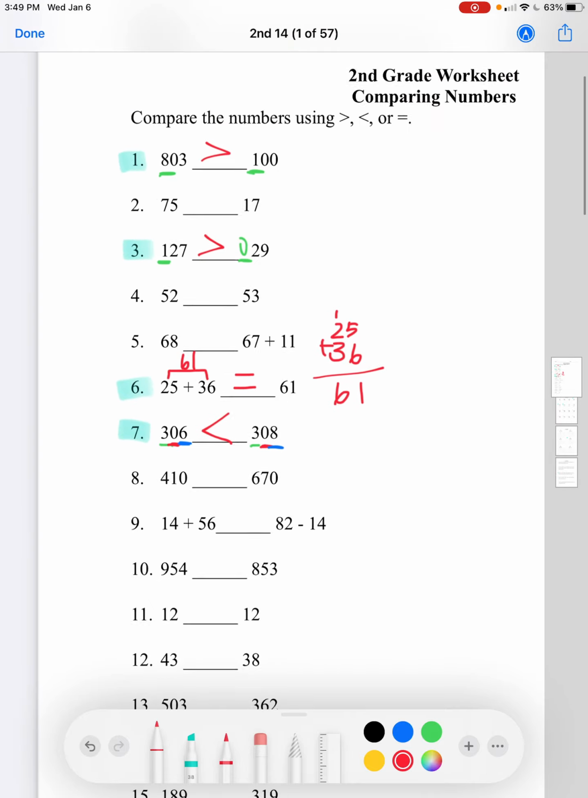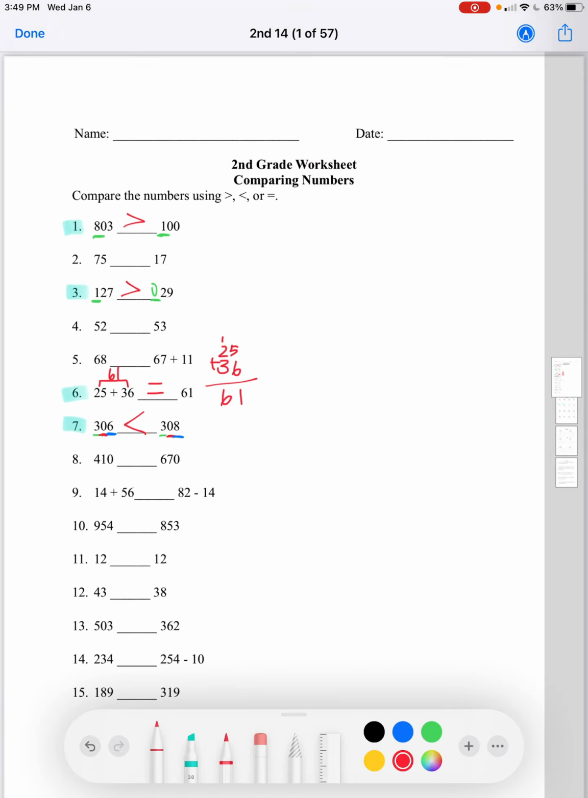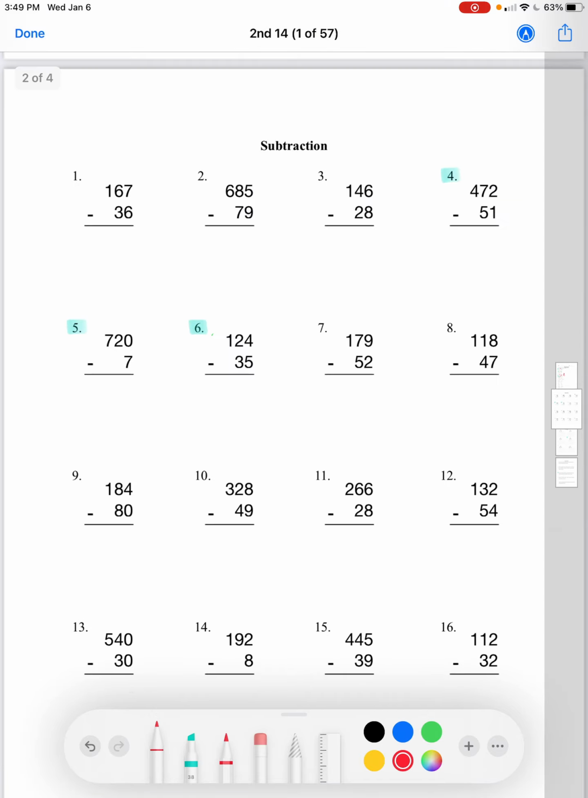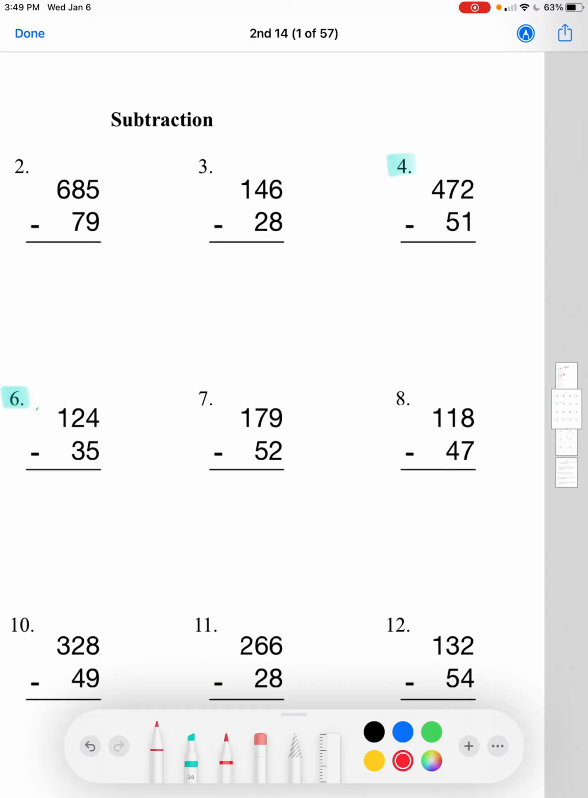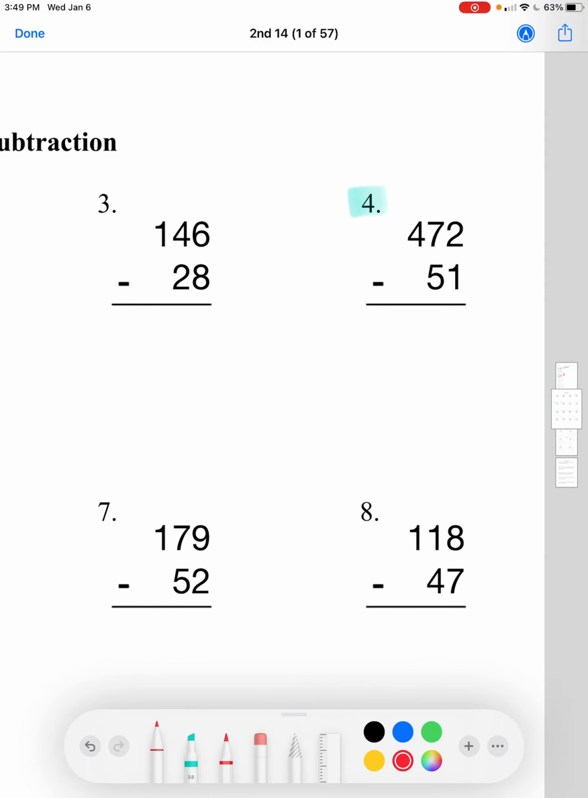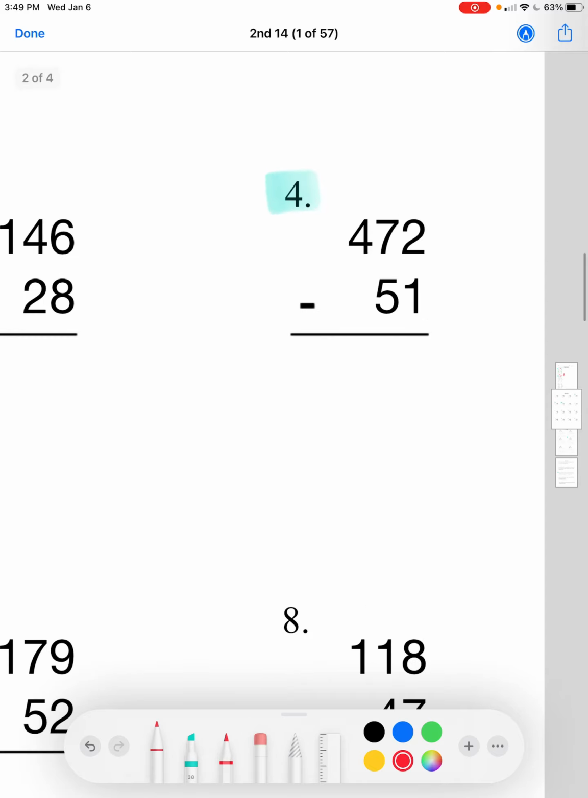So that's all we have for our comparing numbers worksheet. Move on to our second page. We have subtraction, but now we're doing it with 3-digit numbers. So let's try our first example. We have number 4, 472 minus 51. So we're just going to do this like a normal subtraction question, always remembering to start from the ones place. So we have 2 minus 1, which equals 1.